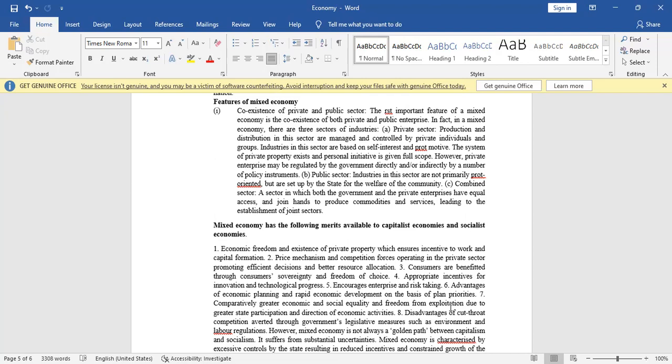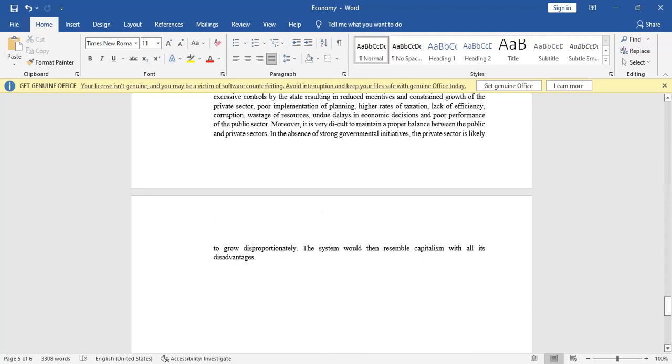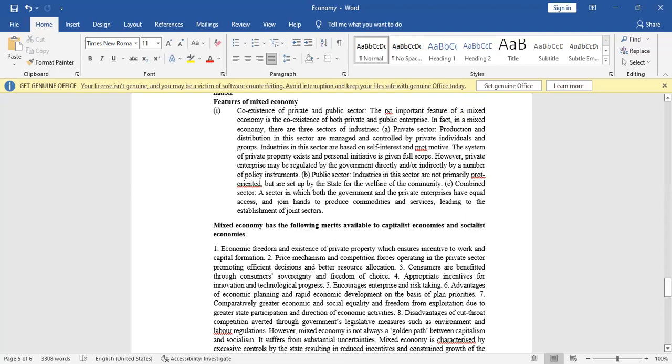We can say that mixed economy is a golden path. Golden path means it is a medium path between the capitalistic economy and socialistic economy, isn't it? Between capitalism and socialism. But it suffers from substantial uncertainties. Why? Because with both systems we are following, we may get the advantage of both the systems, sometimes the disadvantage of both the systems, isn't it?